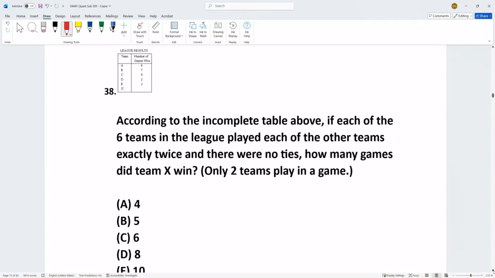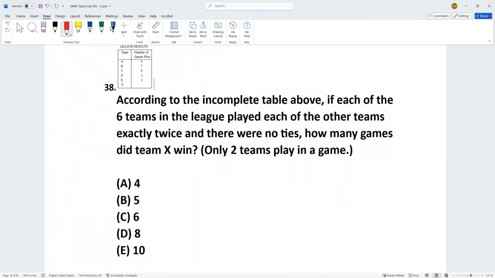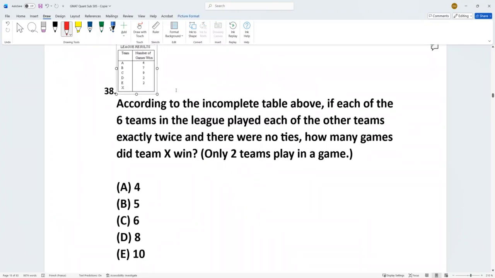Question 38. According to the incomplete table above, if each of the 6 teams in the league played each of the other teams exactly twice and there were no ties, how many games did Team X win? Only 2 teams play in a game. So it's really important: only 2 teams play in a game.